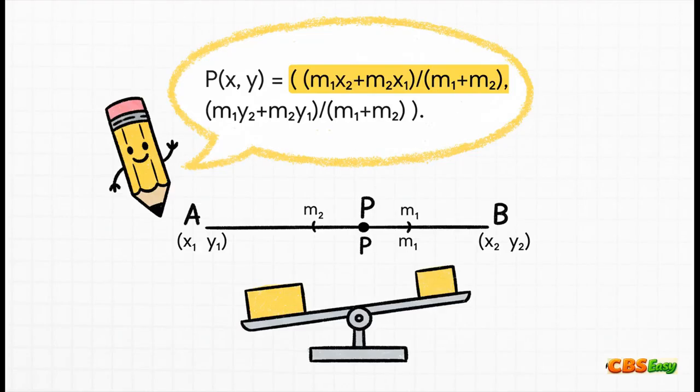Okay, I know. This formula looks like an absolute monster, but don't let it scare you. All it really is, is a very clever way of finding a weighted average. That ratio, M1 to M2, just tells you how much pull each end of the line has. Your job is to just be very, very careful and substitute all the values into the right spots. Stay organized, and this formula is totally manageable.